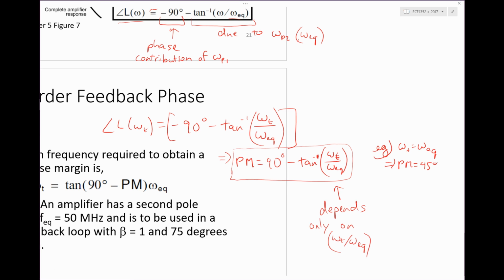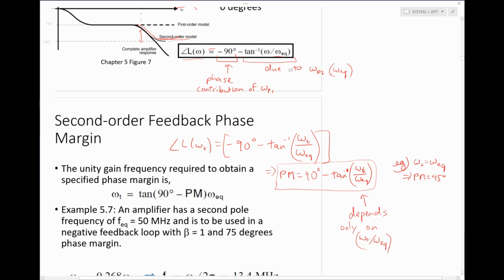So in order to achieve that, what does that mean? Do we have to make omega t smaller than omega EQ or bigger? Let's make it smaller. So whereas this is an analysis equation that tells you the phase margin once you know some stuff about the loop, this is a key design equation. It's just rearranging this one here in a way so that now we see, let's say we have an amplifier with a second pole at omega EQ.